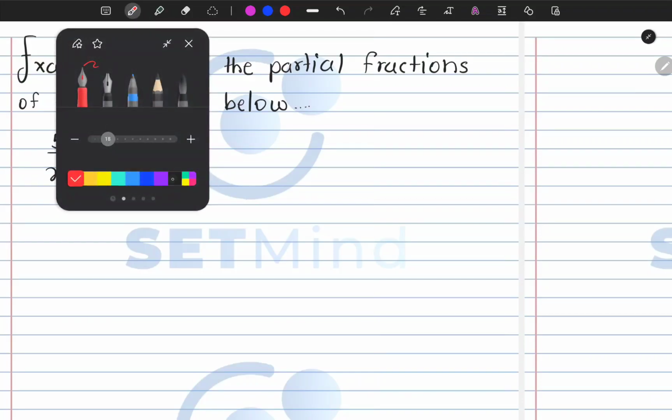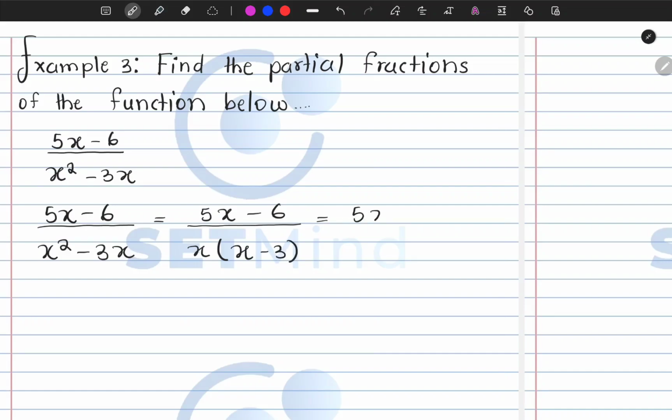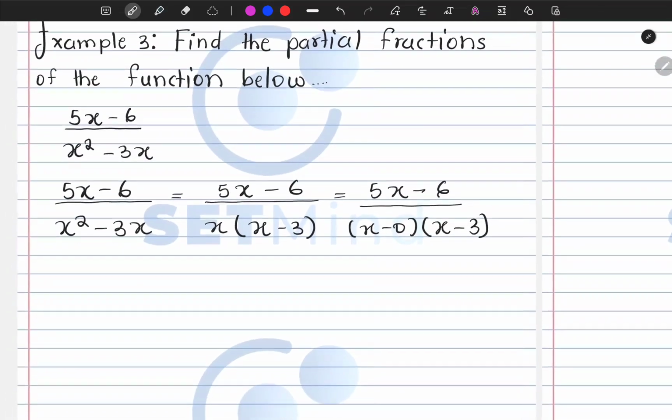So what we should have is (5x minus 6) all divided by (x squared minus 3x). I need to figure out how I can factorize this denominator here. I can pull out an x and be left with x minus 3. Because we always prefer having x minus or x plus something, I can write this as (x minus 0) multiplied by (x minus 3). And this is exactly the same expression as the original one.